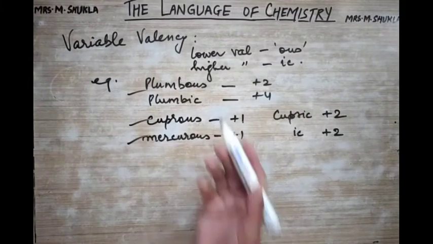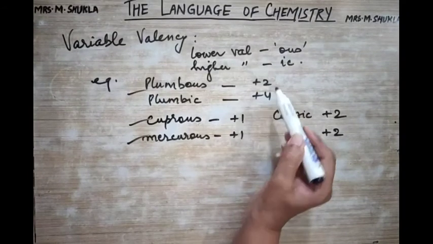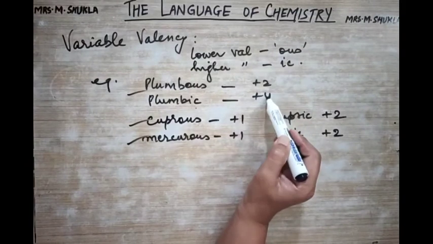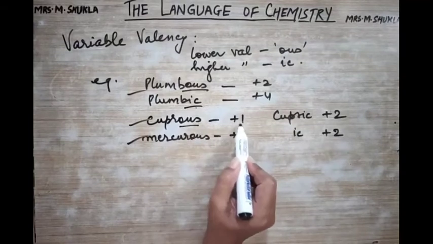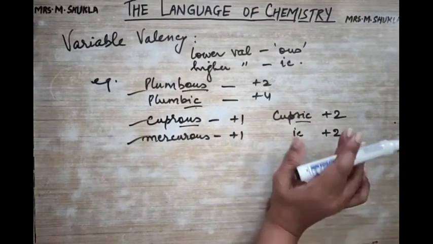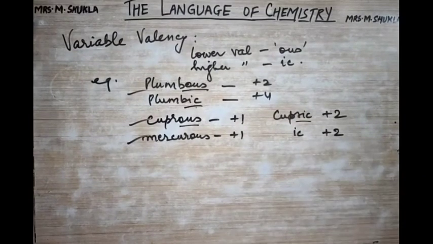So such elements which form an ion, they have more than one valency. See here, plumbous, plumbic, lead has two valencies, 2 and 4. The lower one is ous, the higher one is ic. I hope this is clear to all. Next we move to chemical formula.